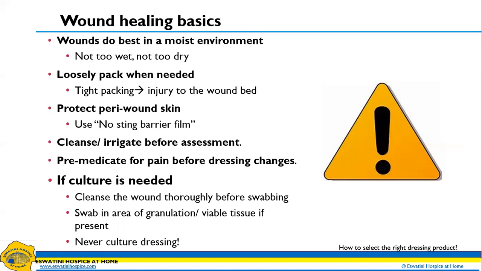And then also I've mentioned that the basic is to protect the peri-wound. So at this point in time, we have hydrogels or barrier films, those lotions that you can put around the skin to ensure that when exudate comes, the peri-wound is not damaged. And then we clean and irrigate before assessment, because we don't want to make a judgment yet. The real issues are just behind the exudate that we see.